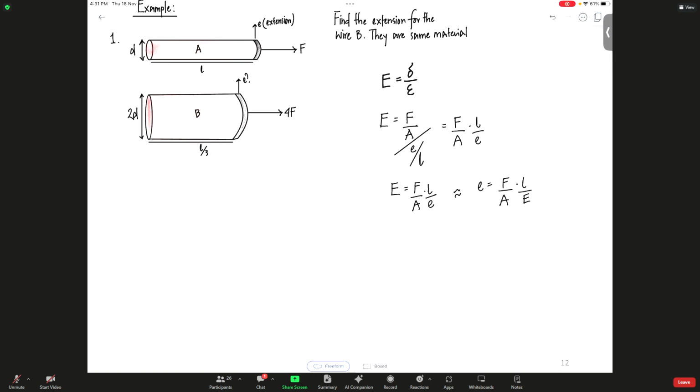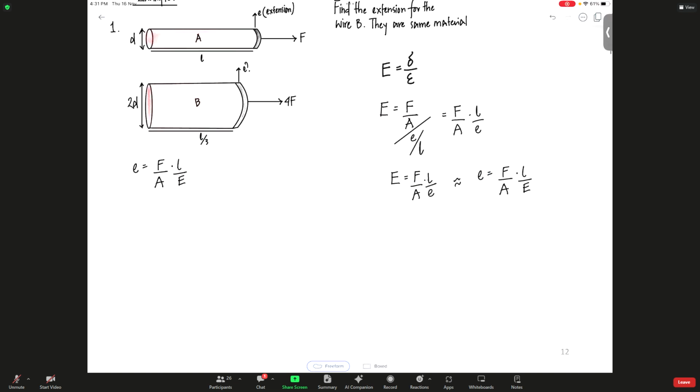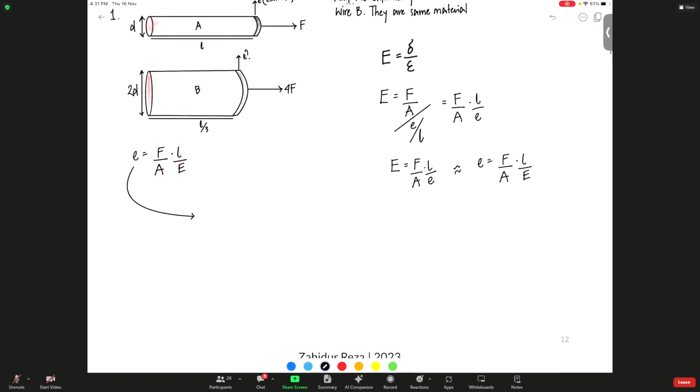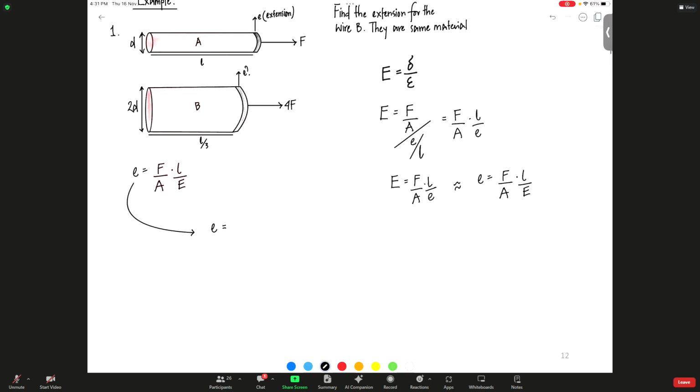And now যেটা করবো, look at this very carefully. Okay, if you have trouble solving these kind of questions, see what we do here. So what we do here is it's F by A, L by e, right? এখন আমরা যেটা করব, we will do the same here, same values গুলো use করব, but we'll use it for the next wire. So the extension is equal to, what is the force for the new wire? 4F, right? And what is the cross-sectional area?